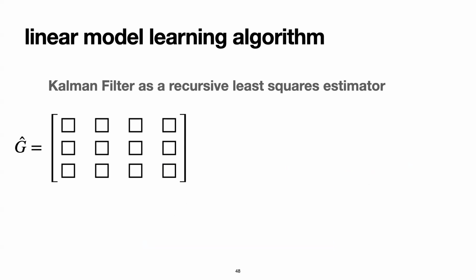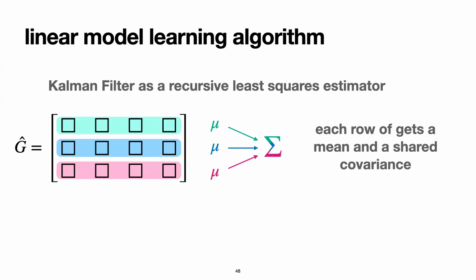So we think about G hat, this is our estimated linear mapping. This is what we're actually learning online. And if we treat each row of G with its own belief state, so it has a mean and a covariance, what we see is that given this specific problem structure, they all have the exact same covariance. And we can use this to have some sort of shared or global covariance. And then each mean mu is specific to the row itself.